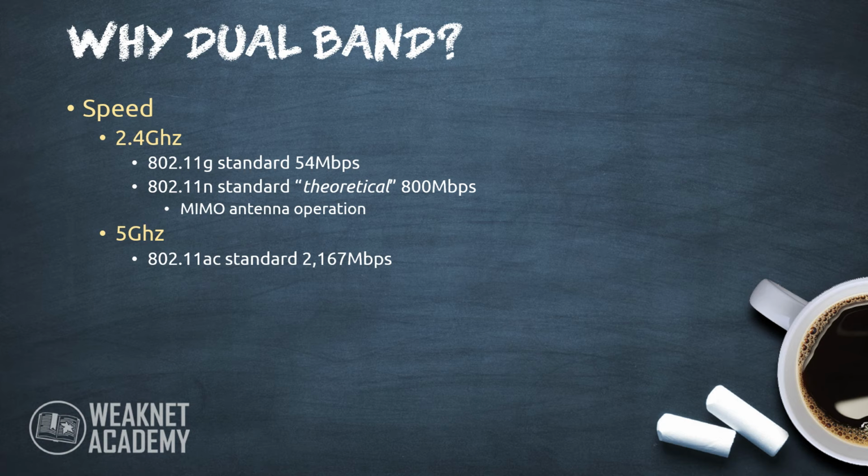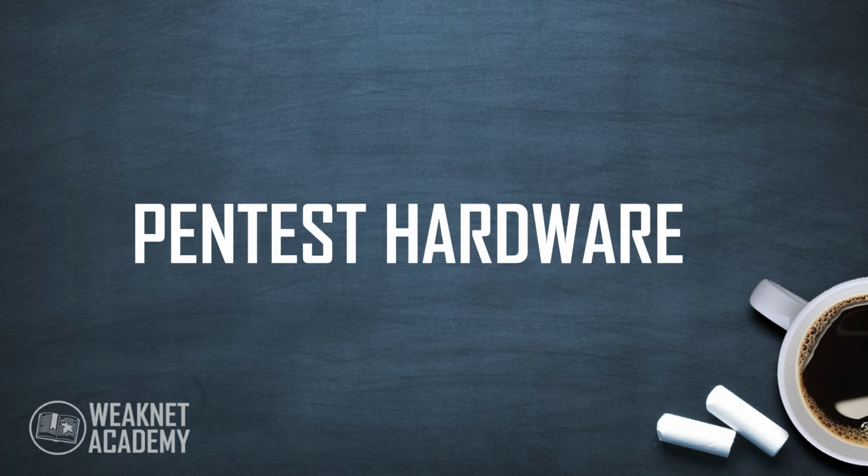So finally we get to the 5 gigahertz band. Now the 5 gigahertz band is on the 802.11ac standard and offers us much, much faster speeds. As you can see, 2,167 megabits per second. So now let's dive right into the pen test hardware itself.